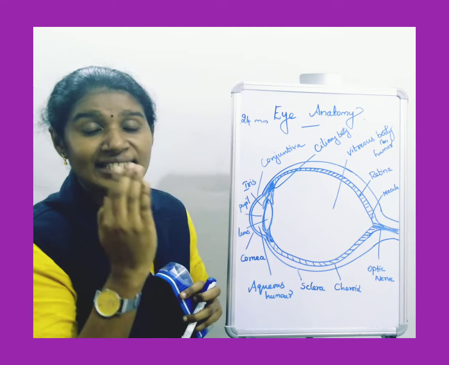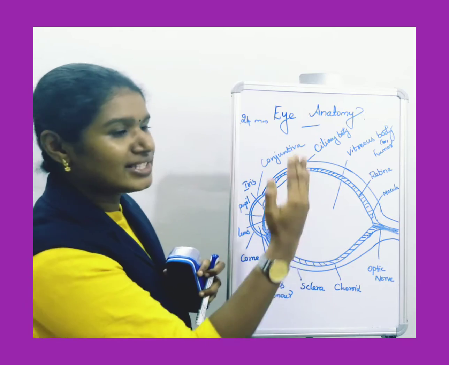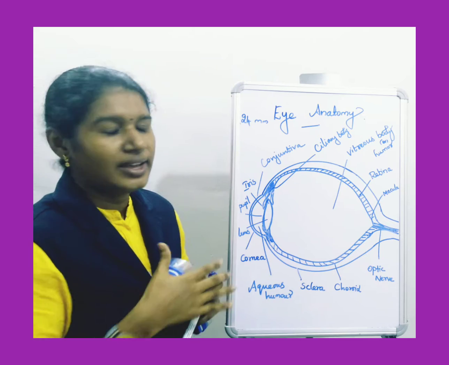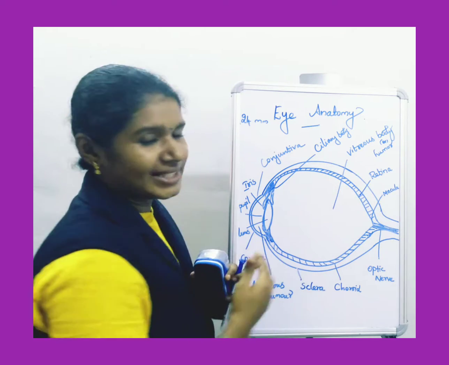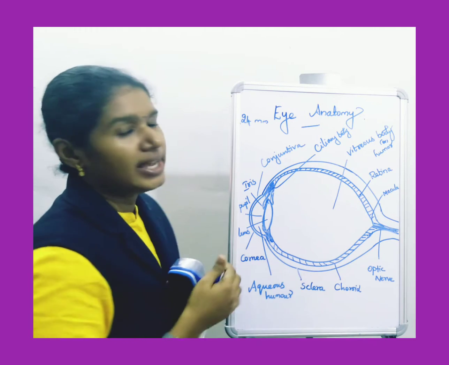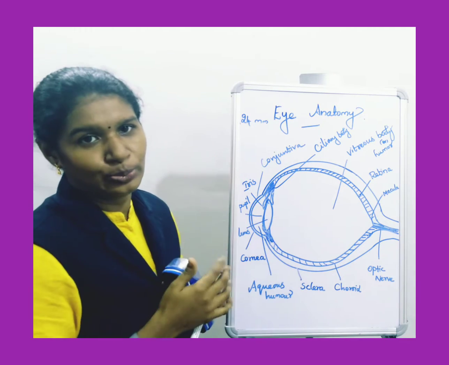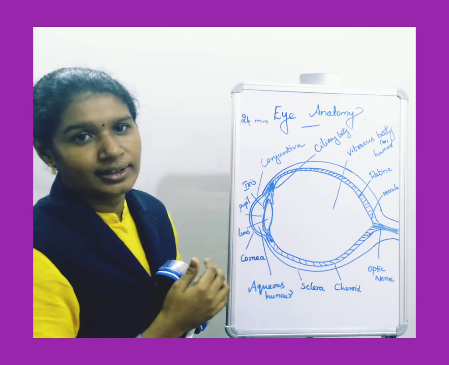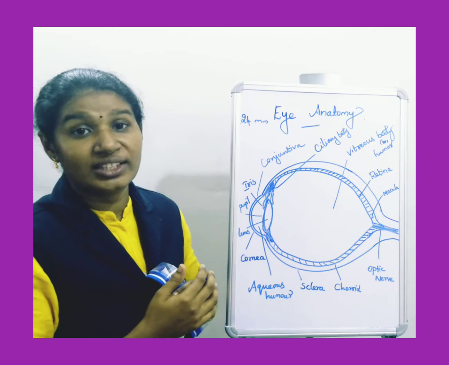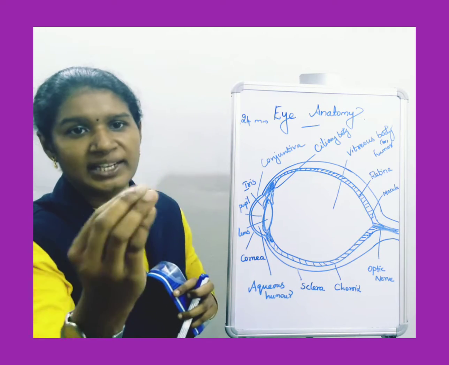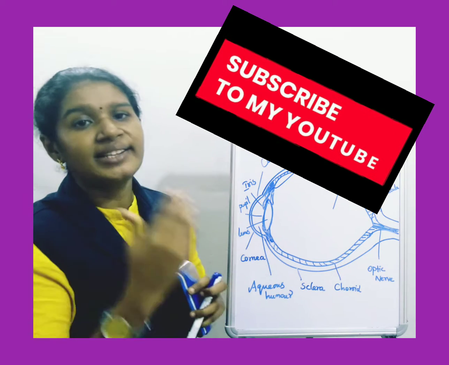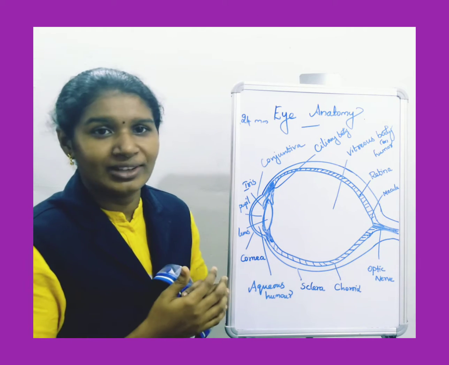The eye is classified into three major parts. The first one is the front section, the anterior segment. Another one is the back section, the posterior segment. Another one is the supportive tissue, the supportive glands and supportive areas. So these are the three major parts of the eye: front section, back section, and supportive tissues or glands.